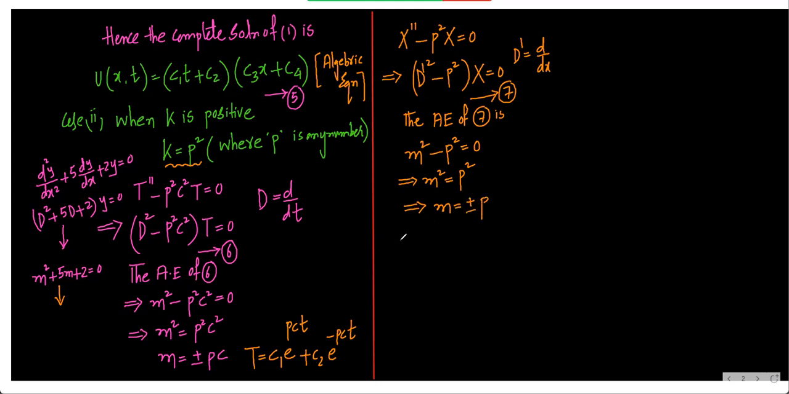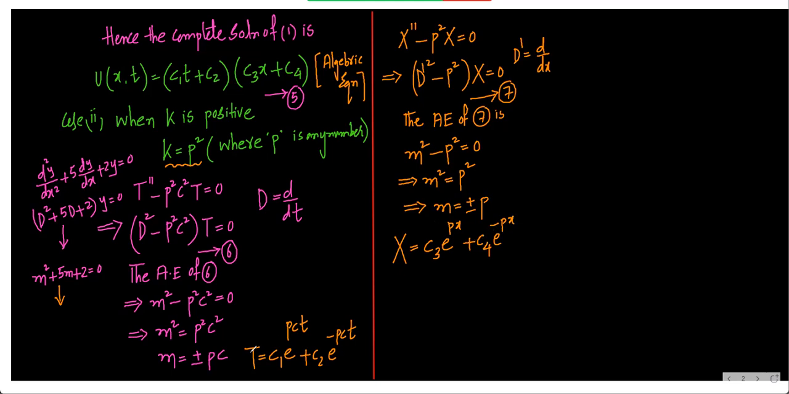Now finally, we have to write the solution, the complementary function capital X is equal to C1, C2 is over. We have taken these two variables. Let us take C3 here. C3 e to the power of the two solutions p in terms of x, plus C4 e to the power of minus px.